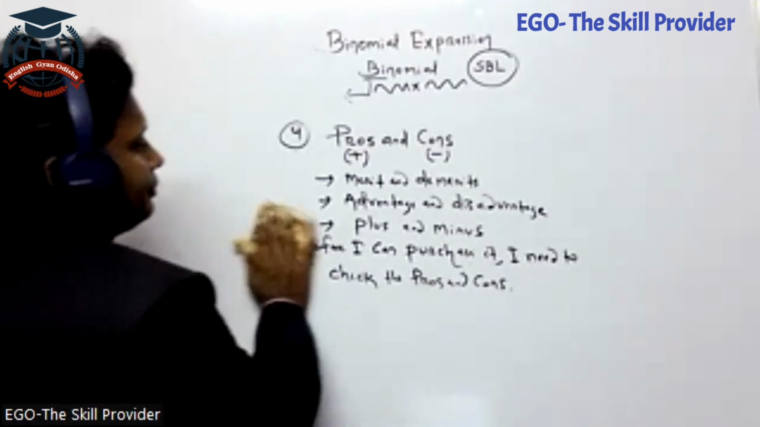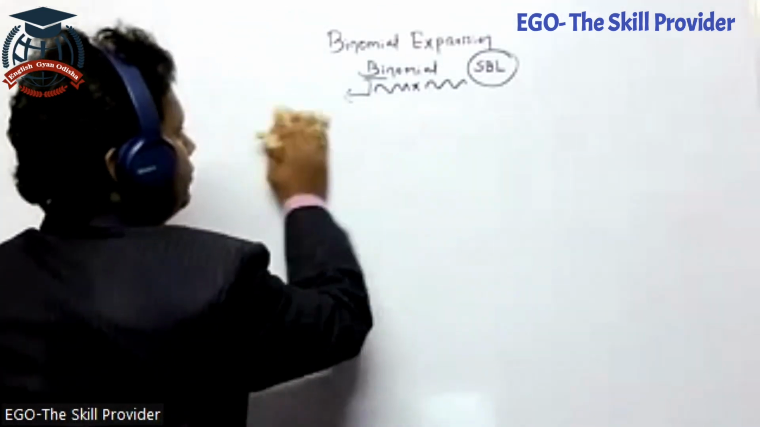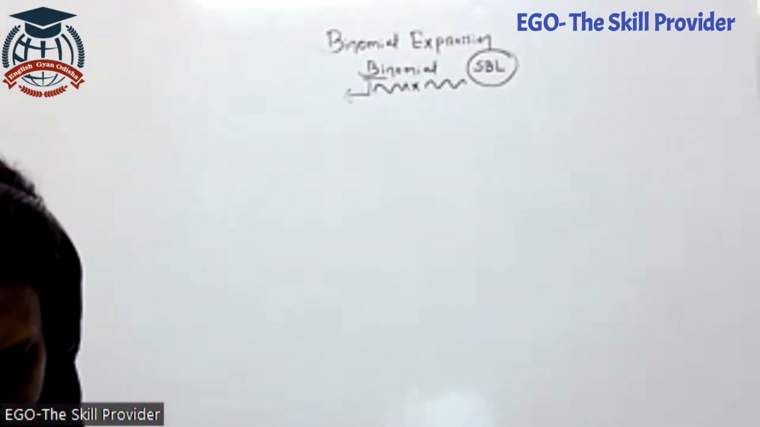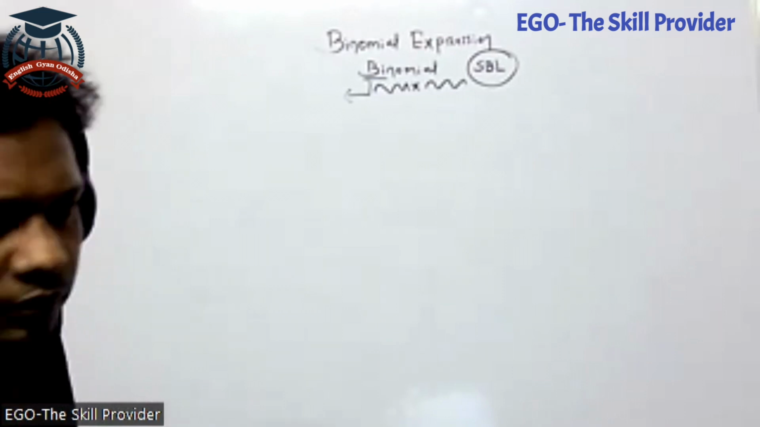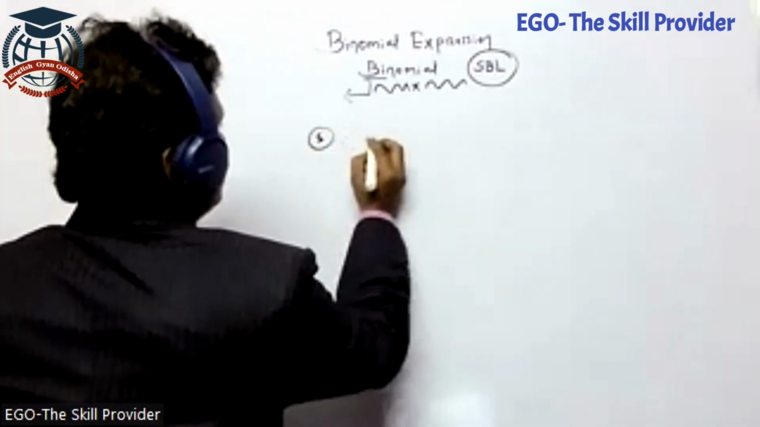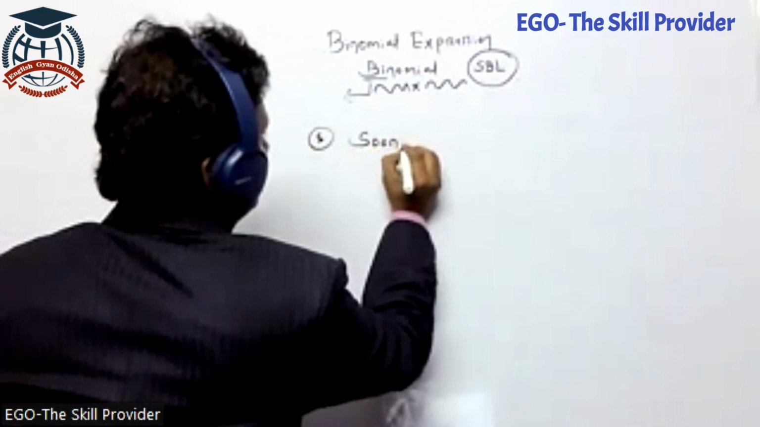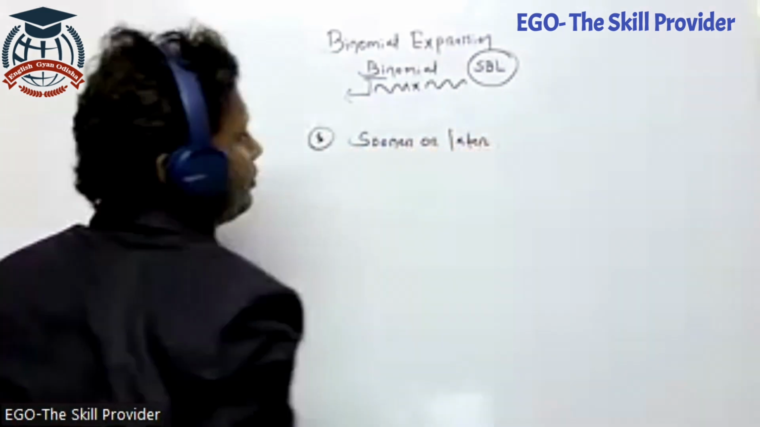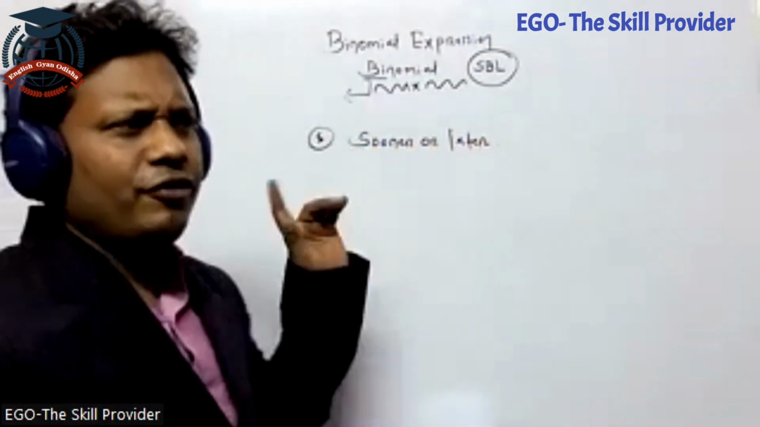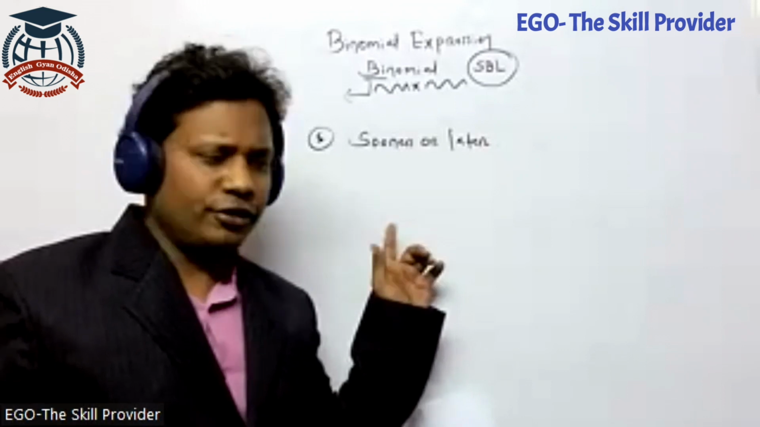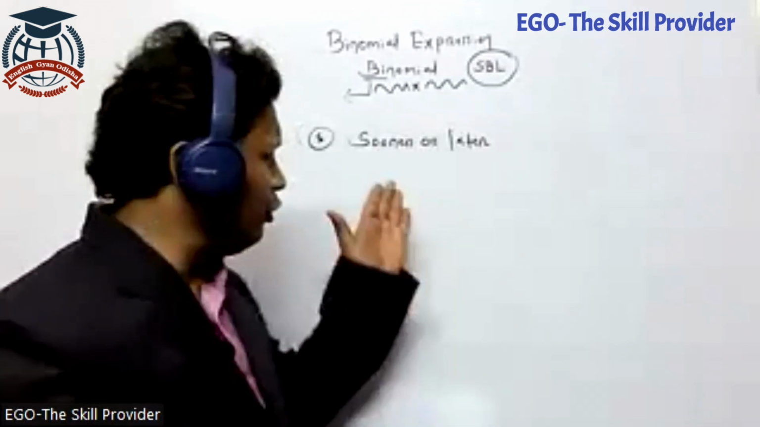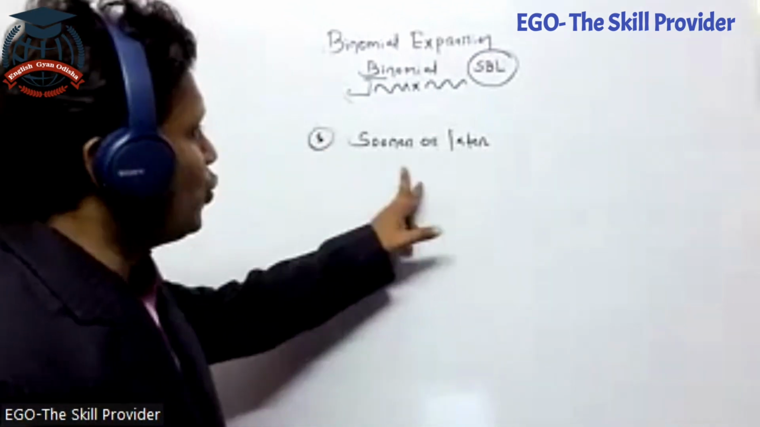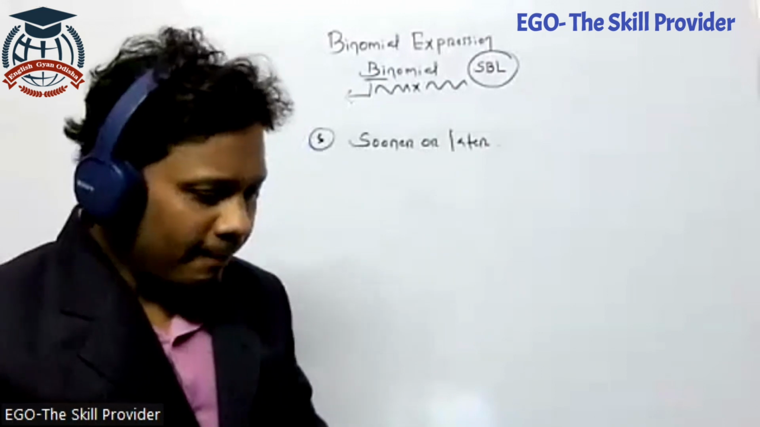The next one, something called the fifth one: sooner or later. Look, this is a very beautiful example of your binomial expressions. Very beautiful. Most of the time you can use it. So whenever it says sooner or later, forget about this one.